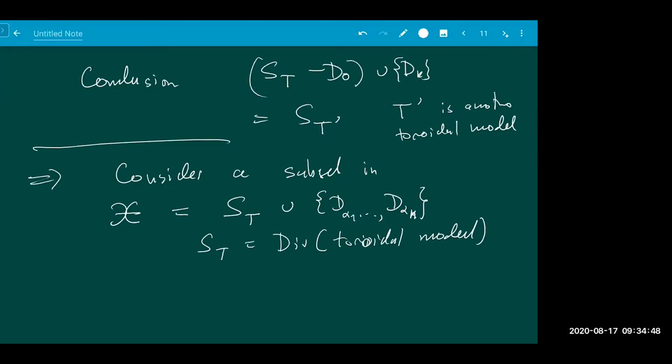Now, for each element ai, one can apply this canonical construction, where one has ST union of dai equal to S of a certain new model union of a certain X to 1 divisor. So it means that you represent the same set as a union for each i. You can represent the same set as a union of a toroidal model plus again a finite set, which can have the same number of elements.